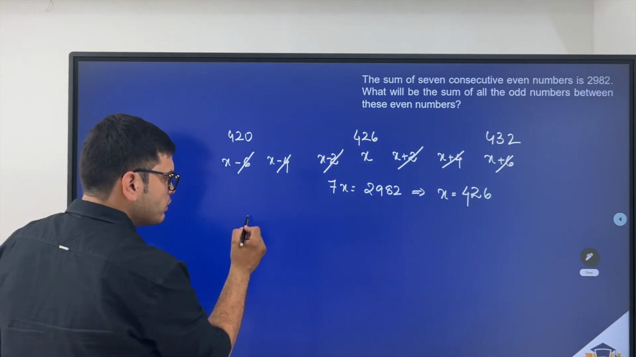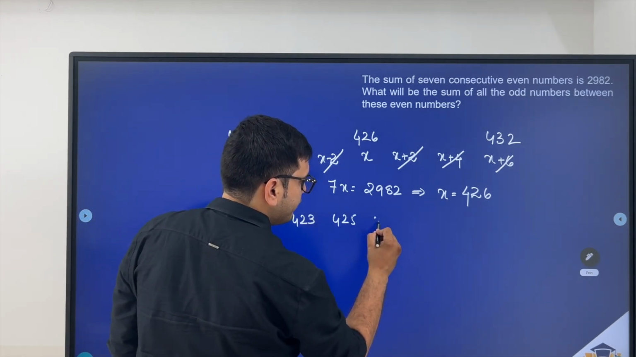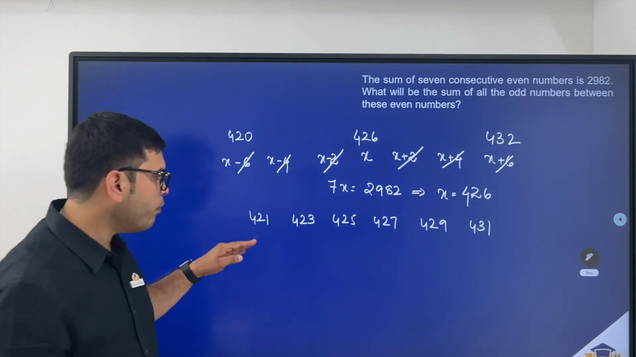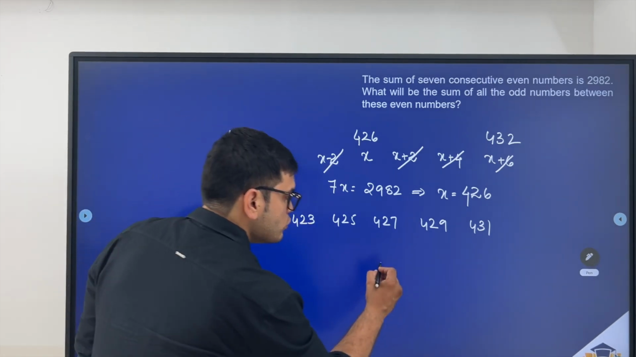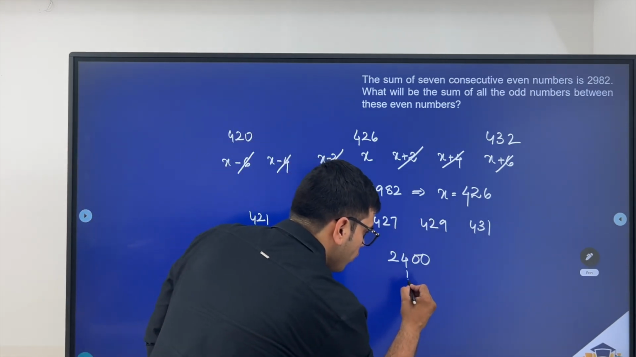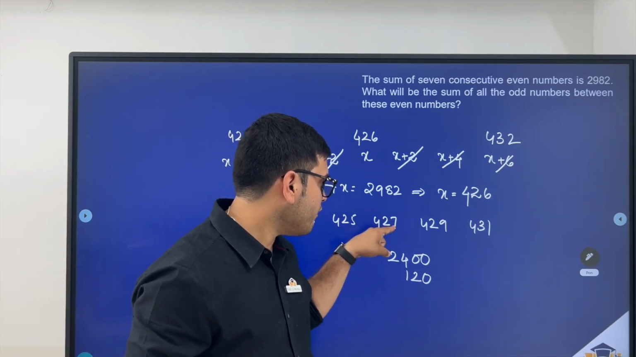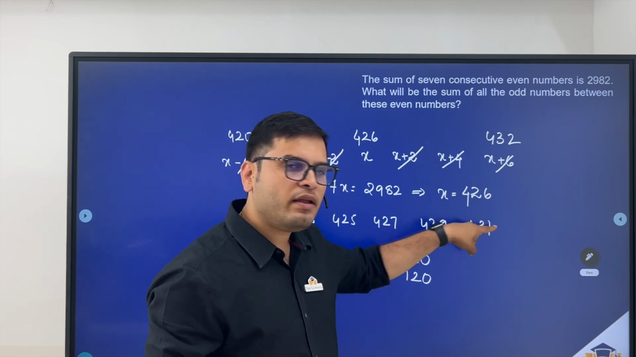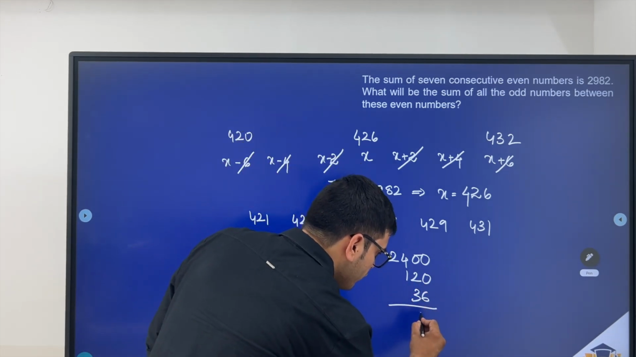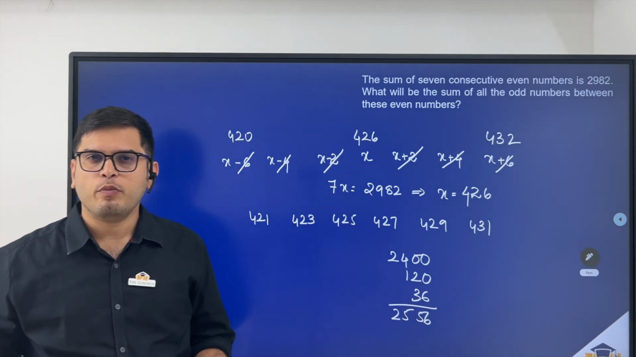Now let's list down the odd numbers. 421, we have 423, we have 425, then 427, 429 and 431. Now how many 400s are there? There are 6 400s. So 2400. Then how many 20s are there? We have 6 20s, 120. Then here we have 1 plus 3, 4, plus 5, 9, plus 7, 16, plus 9, 25, plus 11, 36. So this would be 20 plus 36, 56, and 2400 plus 100, 2500 and 56 should be the answer for this question.